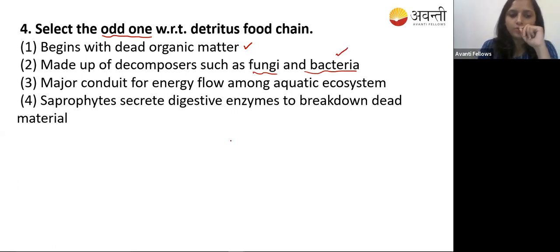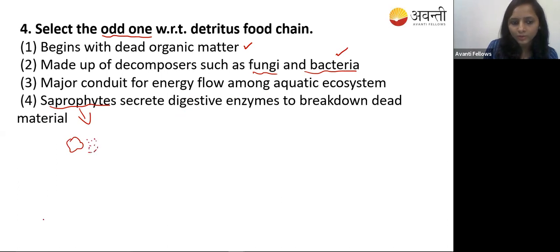Then coming to the fourth option, they are telling about saprophytes. You know, right guys, what the saprophytes are? Saprophytes are nothing but heterotrophs, right? Heterotrophs are dependent on other organisms for food. So then where did the difference come? Here they will secrete the enzymes outside the body. For example, if you take a saprophyte, this is the organism, it will secrete the enzyme outside, and here the food is there. These enzymes will break down this molecule. Then this broken-down molecule will be smaller in size, and now it will be absorbed by this saprophyte.